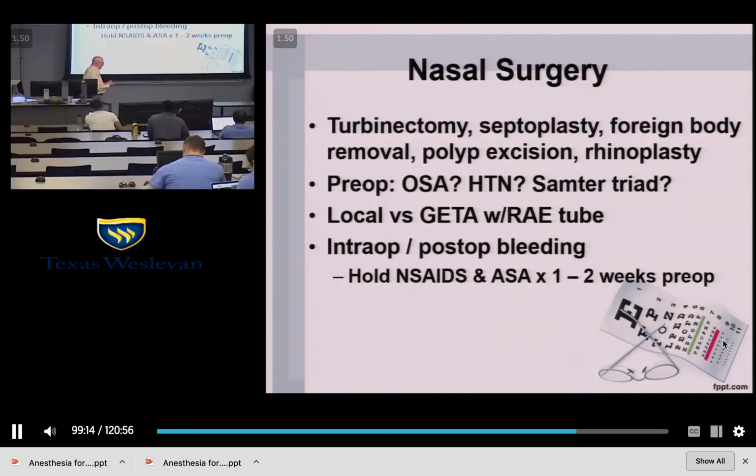You guys remember what that is from class? So good. Asthma, nasal polyps. So the sensitivity to aspirin or NSAIDs can cause bronchospasm. That's Samter triad. Right? These patients may have their procedure done under local anesthesia. They may need general anesthesia with a RAE tube.